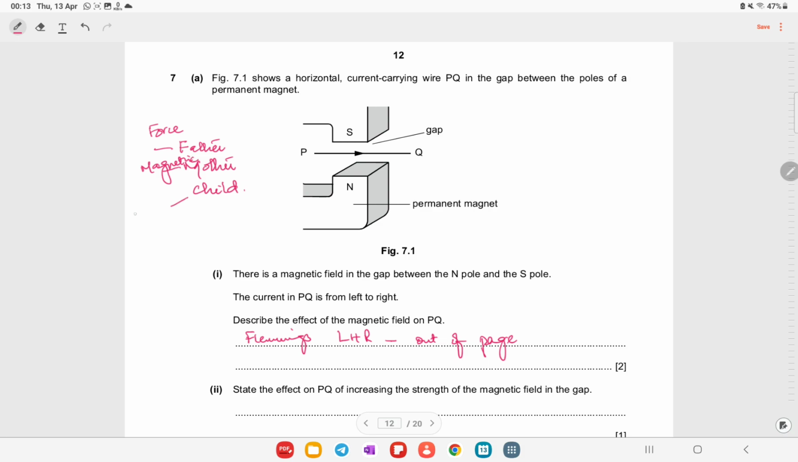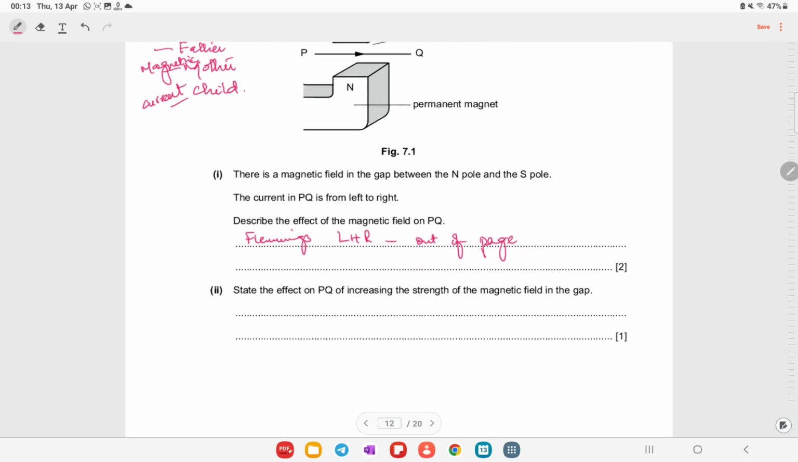Don't change the directions. First, always remember this. Thumb will be your force. You cannot change your index finger to force. Your index finger will be your magnetic field, and your middle finger will be your current. So if you apply this rule, it's going to be out of the page.